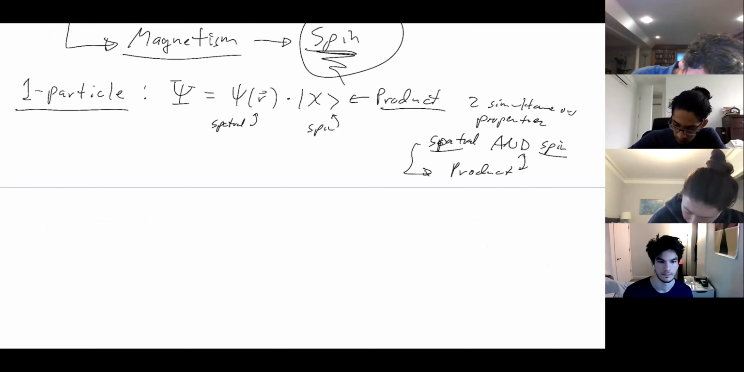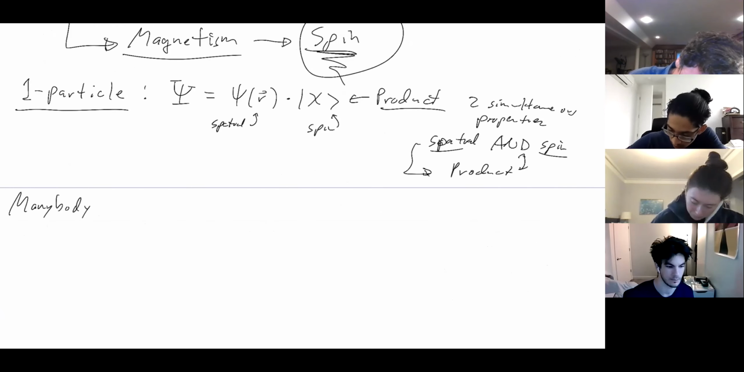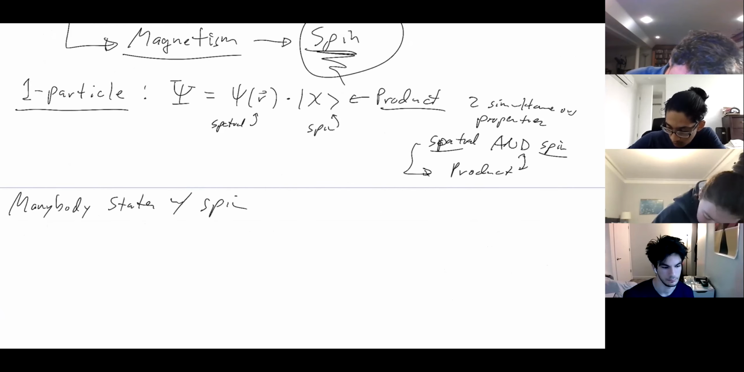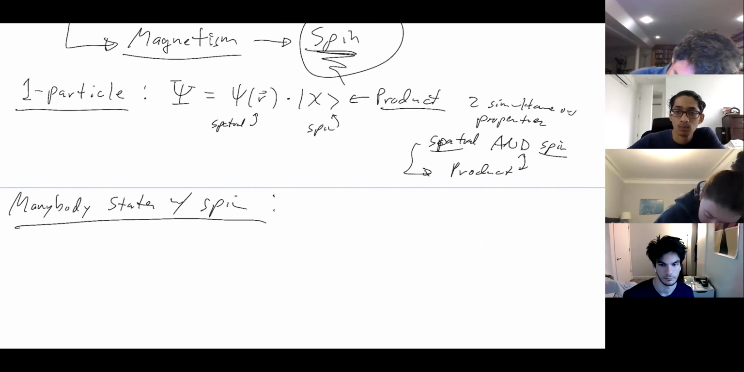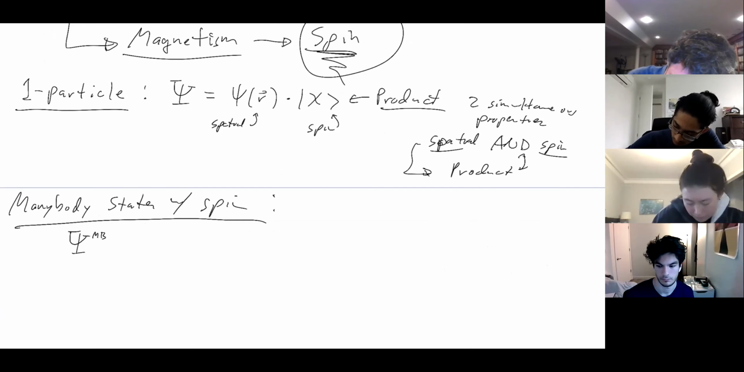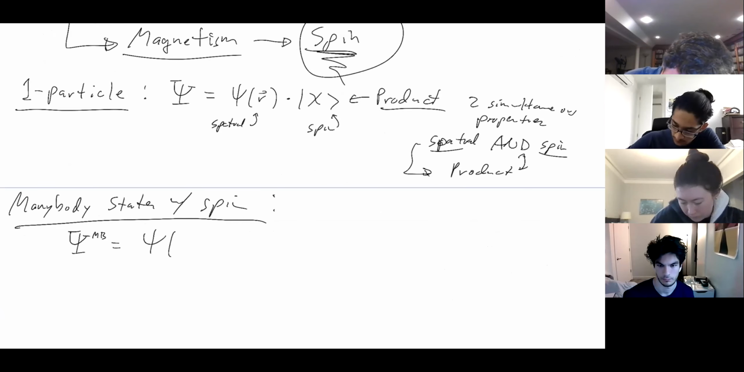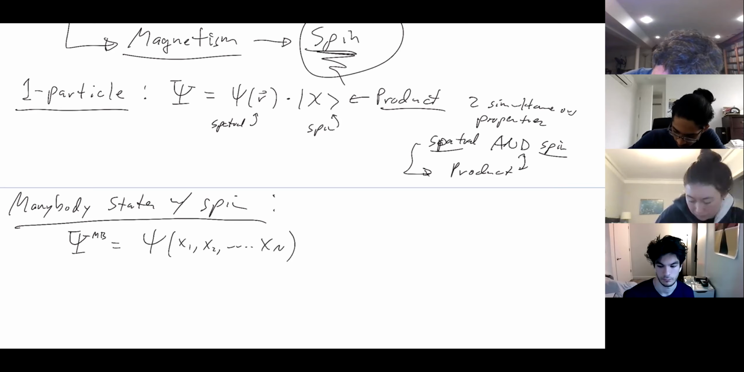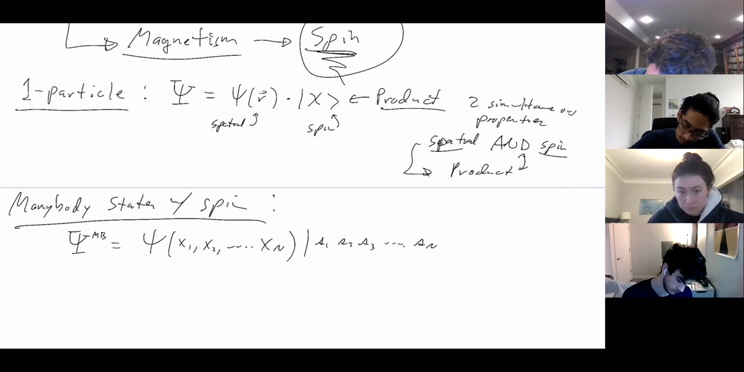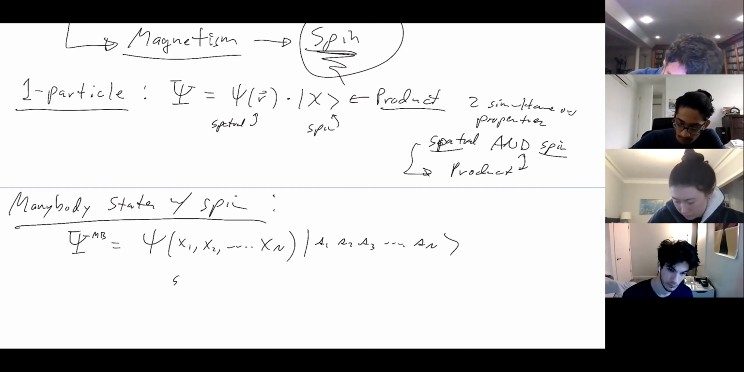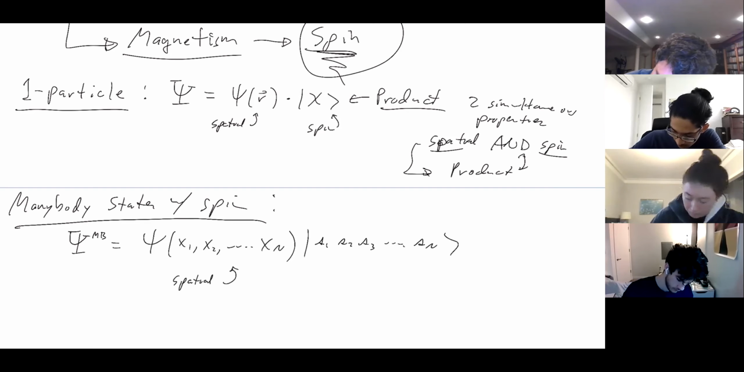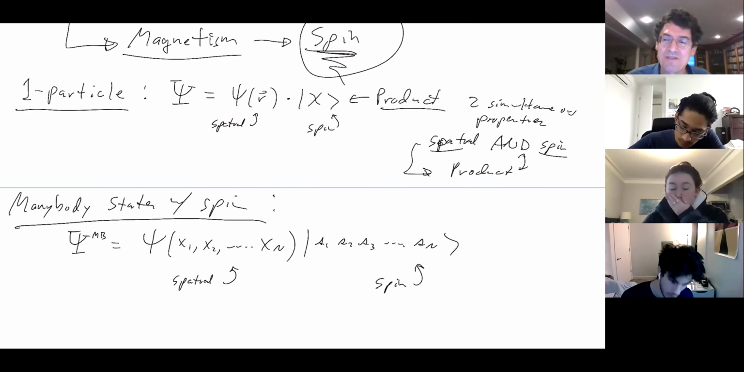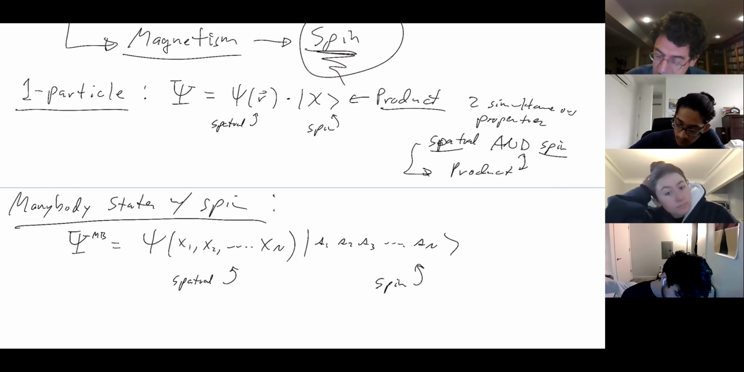But now let's talk about many-body states with spin. We can just generalize this concept, because now we have the many-body wave function of a system of multiple particles, MB for many-body. I can just write it as a product of the spatial part, let's say there are n particles, times the spin part, which I'll call S1, S2, S3, up to Sn. So this is the many-body spatial part, and this is the many-body spin part. It's a very straightforward generalization of the single particle case.